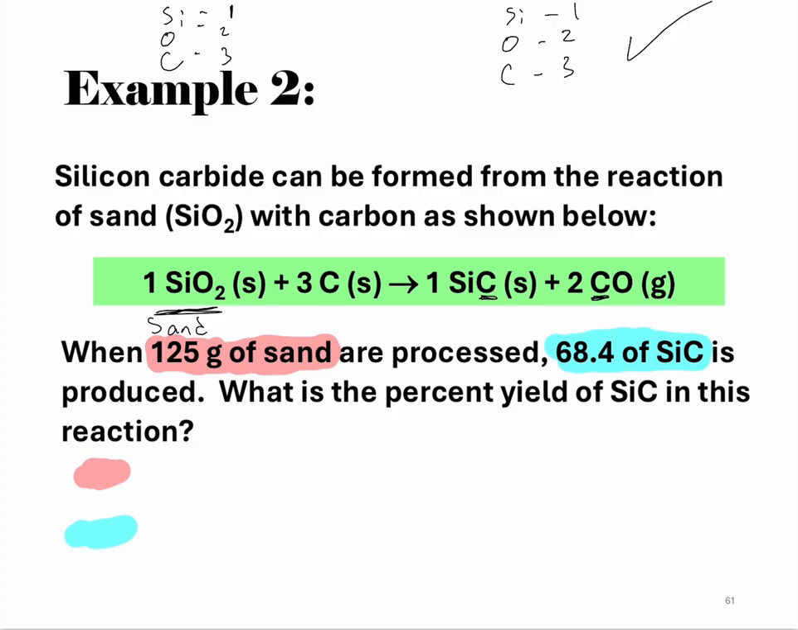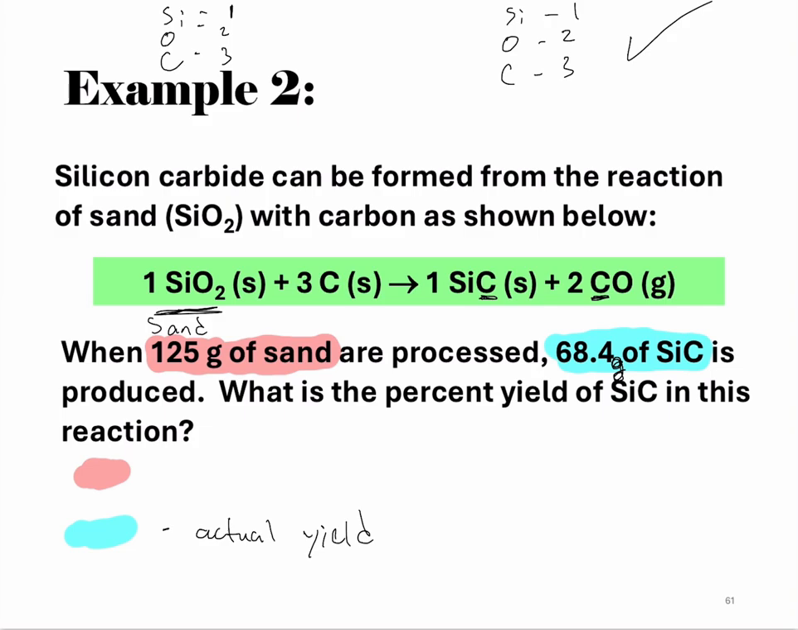It'll be the numerator for our percent yield, which is our actual yield, right? This is the amount of silicon carbide that's actually been produced, in grams, right? The grams are missing, you're right. This is supposed to be grams, so that's just missing from here. This is our actual yield for this reaction. We started with 125 grams of sand. We're saying we measured 68.4 grams of silicon carbide. That's what we actually measured, right?